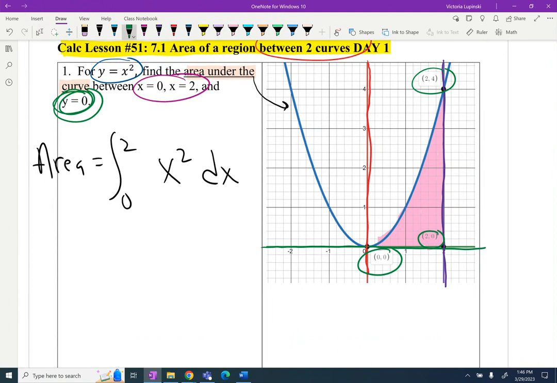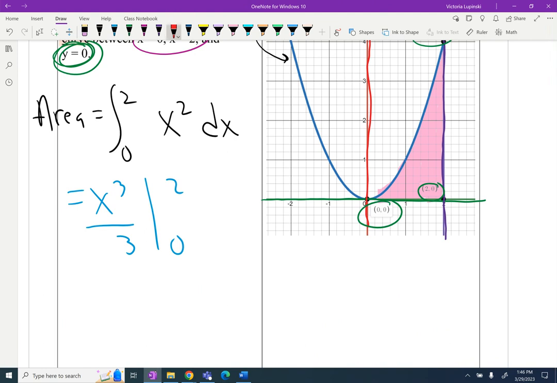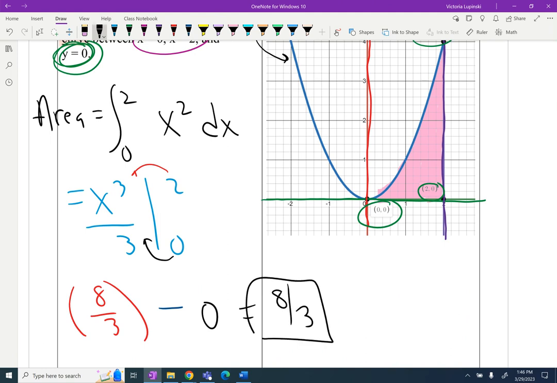How do you integrate x squared? X to the third over 3. You are going to evaluate that from 0 to 2. Which of those numbers do you plug in first? The 2. If you plug in 2, cubed is 8 thirds. The fundamental theorem of calculus is always a subtraction. Then you're going to plug in the bottom 0, get a 0. 8 thirds minus 0 is in fact 8 thirds. Something to note about this, this is the entire positive area because again, it's all above the x-axis. So this is the positive area, total positive area.